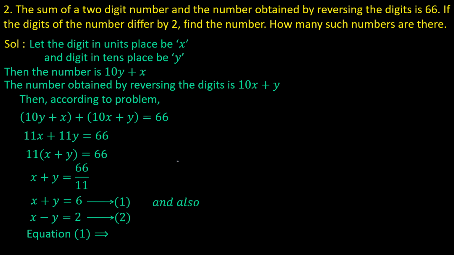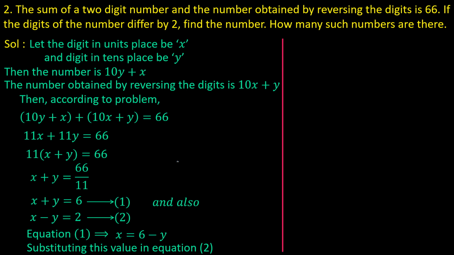Substitution method. In equation 1 we have x plus y equals 6, and from this we can write x equal to 6 minus y. Now we have to substitute this x equal to 6 minus y in equation 2. So substituting this value in equation 2, what do we get?